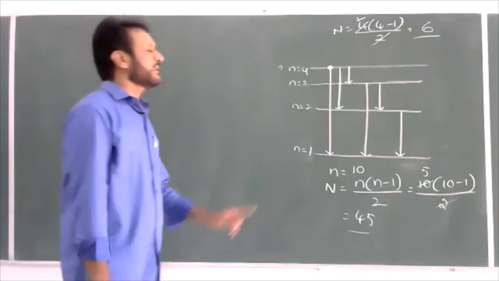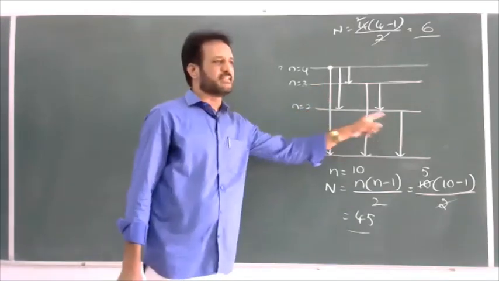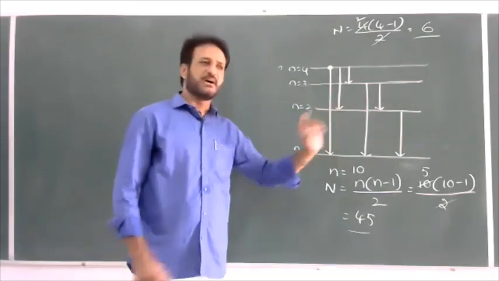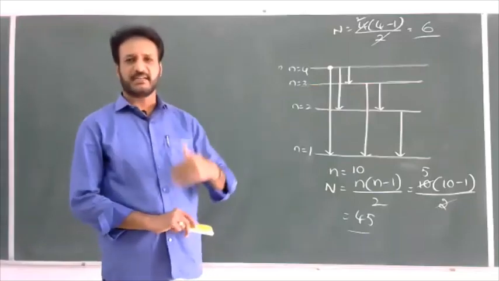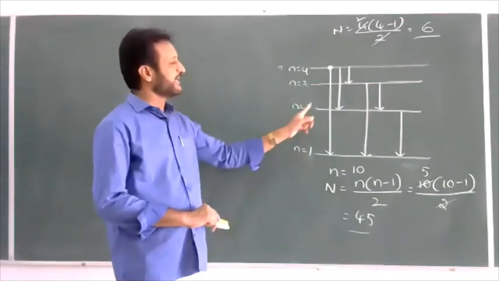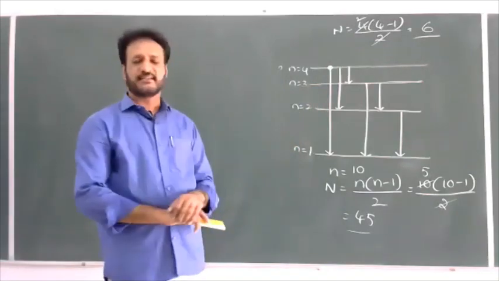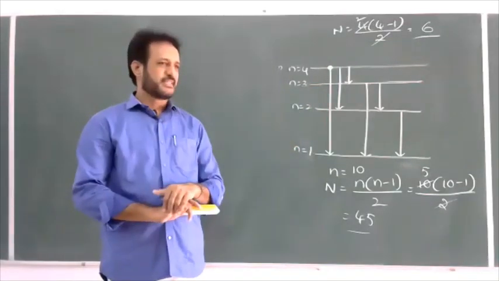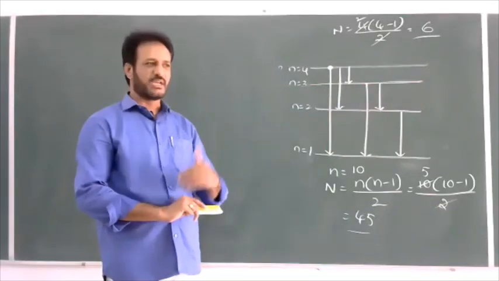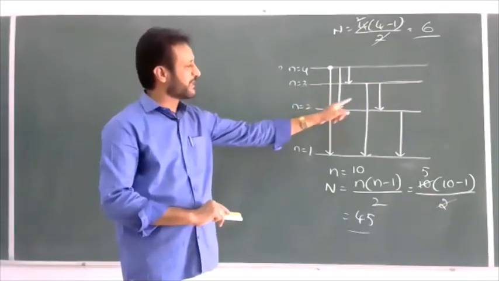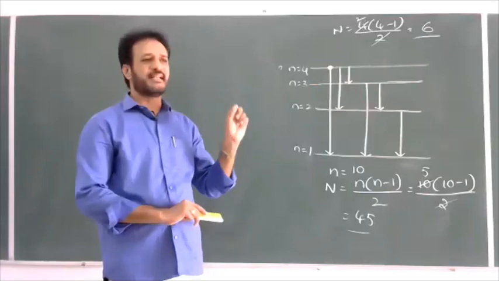But all these spectral lines may not have the same wavelength. Different spectral lines may have different wavelengths because they are emitting different photons or different radiations. A group of all these spectral lines can be called a spectral series, like Lyman, Balmer, Paschen, whatever we have.